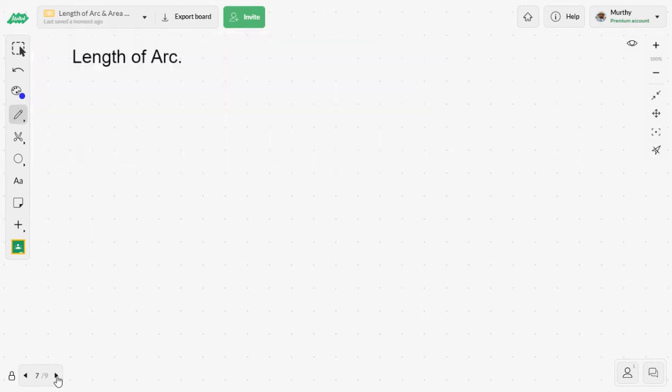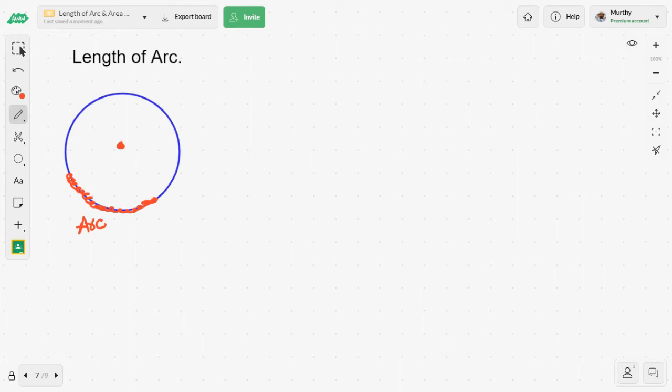Okay. Now, finding length of arc. Already I mentioned what an arc is. If you are taking the circle, the total length of the boundary line is known as the circumference. This is what we discussed in the last session, right? So here, if you are taking a portion of the circle, we call this one an arc.